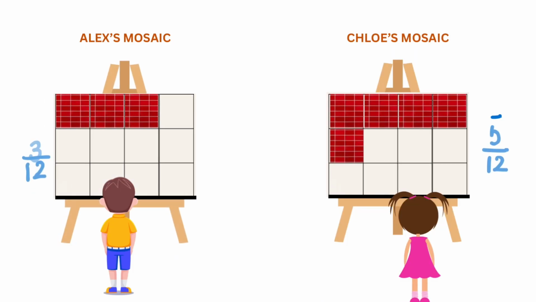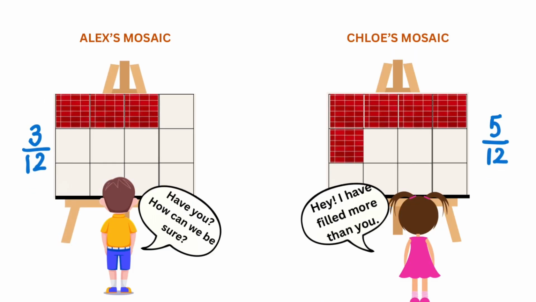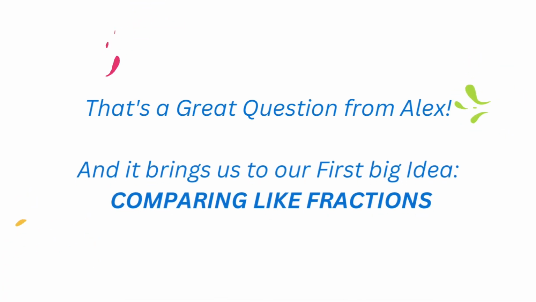Chloe quickly filled 5 sections and Alex filled 3. Hey, I have filled more than you. Have you? How can we be sure? That's a great question from Alex, and it brings us to our first big idea, comparing like fractions.